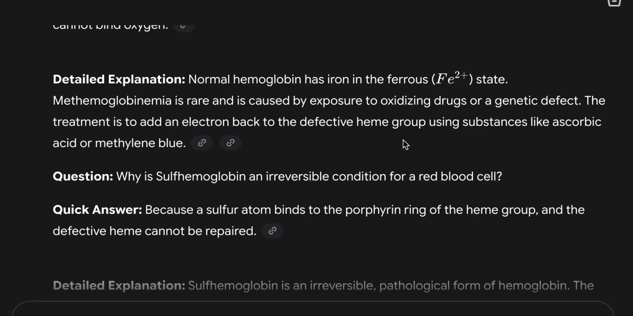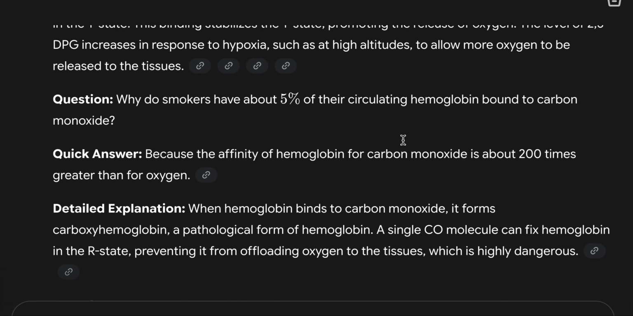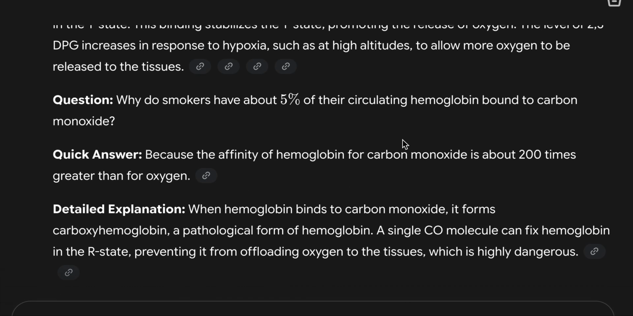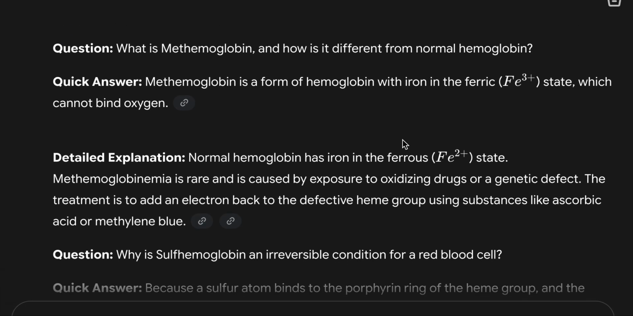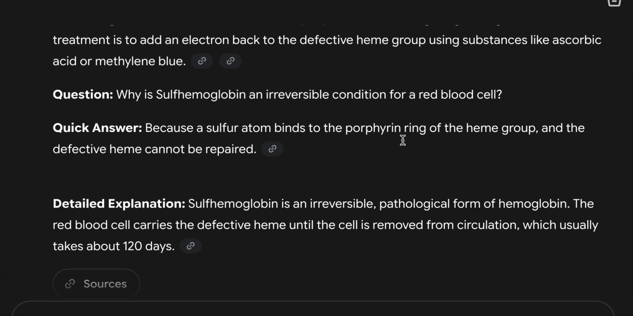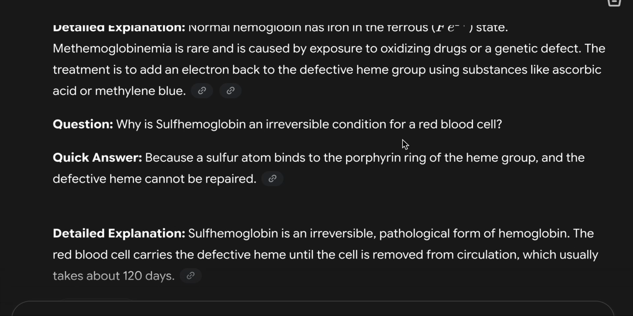Why is sulfhemoglobin an irreversible condition for a red blood cell? So the other two are reversible. Methemoglobin was reversible by methylene blue, and carboxyhemoglobin is also reversible by 100% oxygen treatment. So why is sulfhemoglobin an irreversible condition for a red blood cell?